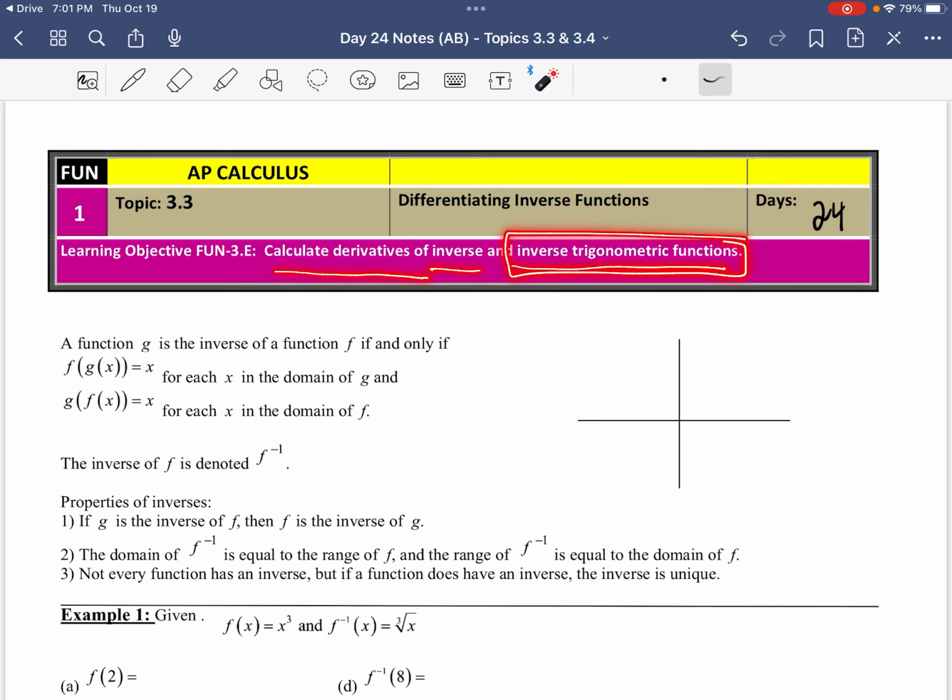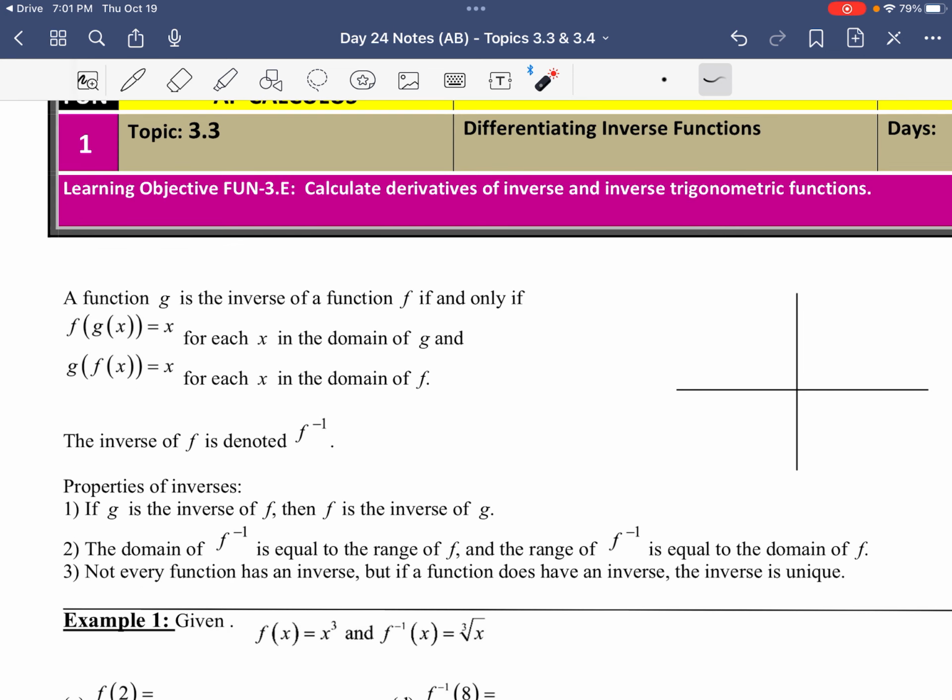The inverse trig functions you will do in 3.4, and I have other videos for you to watch about that over for homework. Okay, so let's talk about inverse functions first.